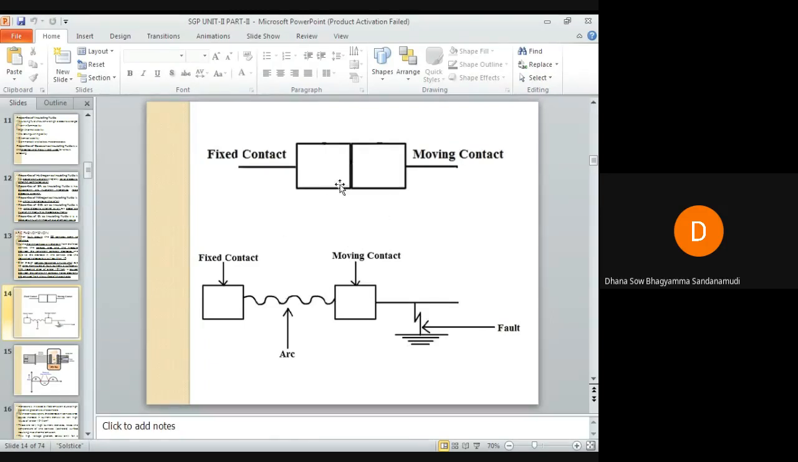You already know that in our laboratories we use switches to make the circuit or to break the circuit. Whenever a switch is closed or opened, you can see a small spark. That spark is nothing but discharge of electrons.